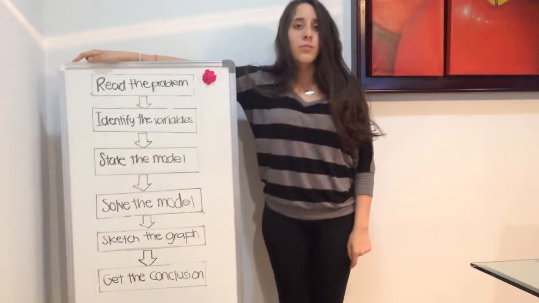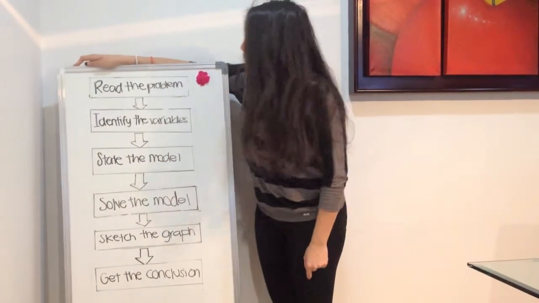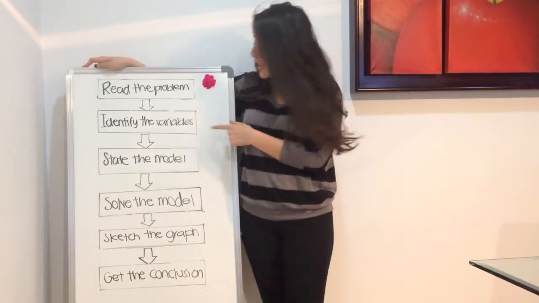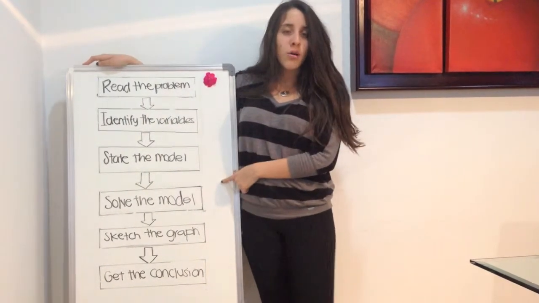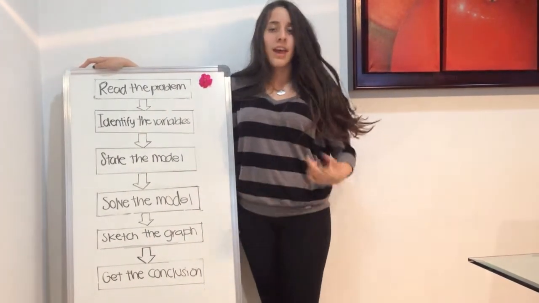It occurs when the growth rate of the value of a mathematical function is increasing in proportion to the value of the function. These are the basic steps to solve a problem. First of all, we had to read the problem, identify the variables, state the model, solve the model, sketch it as a graph, and then get a conclusion.